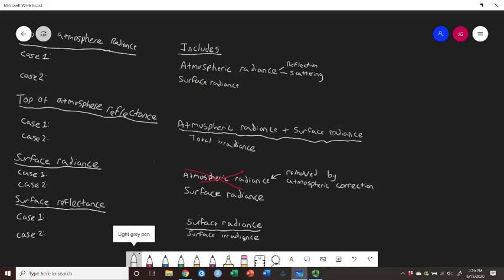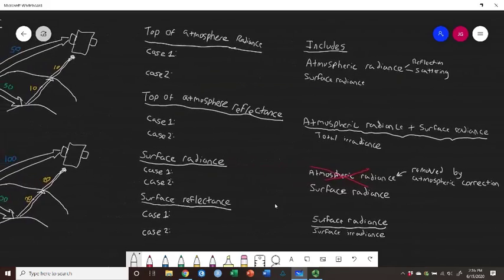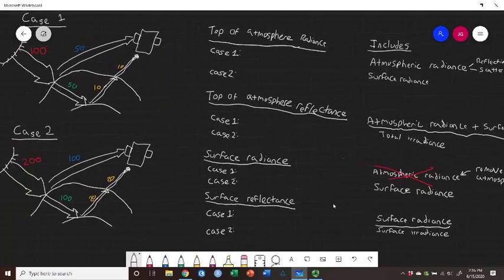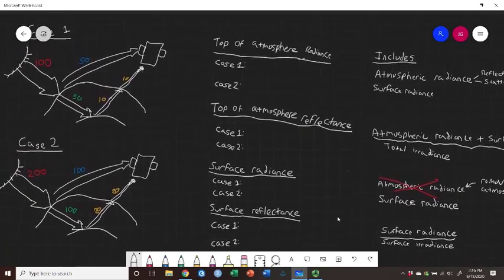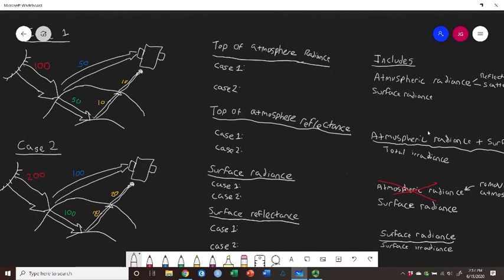All right, surface irradiance. So hopefully now we understand what different components we're going to be using, and we can see our cases and what we include here. So let's go ahead and walk through the different components. Let's start with top of atmosphere radiance, case 1. For top of atmosphere radiance, we want to include the atmospheric radiance and the surface radiance.